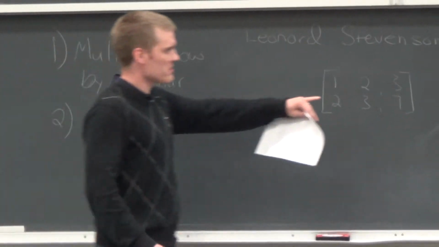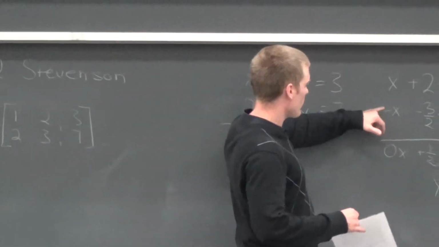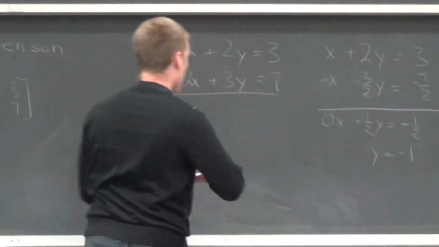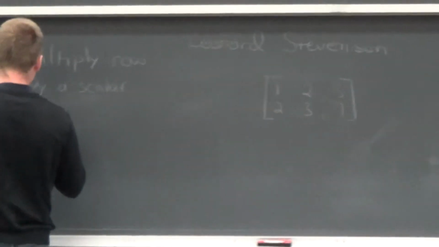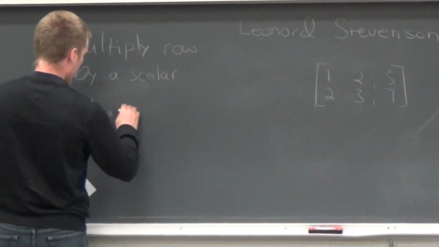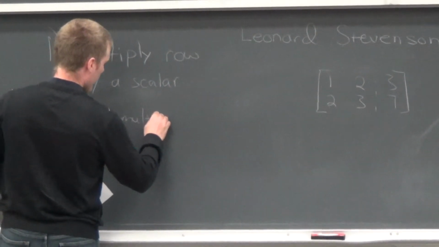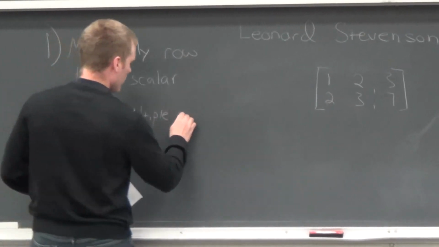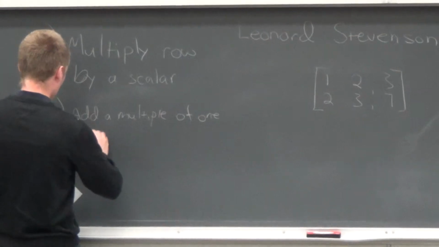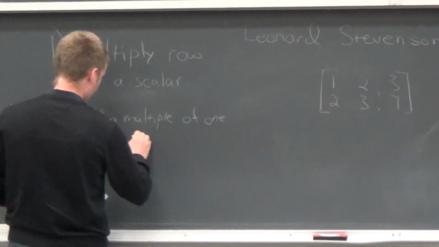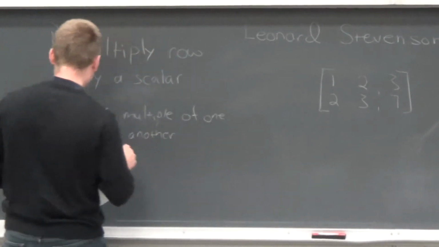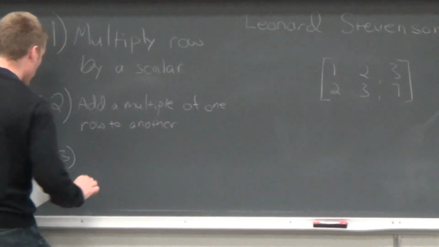Alright, so we multiplied one row by a scalar. Second, what we did was we added a multiple of one row to another row to solve for what y was. That's another thing we can do. We can add a multiple of one row to another. Alright, and then thirdly, the last row operation.